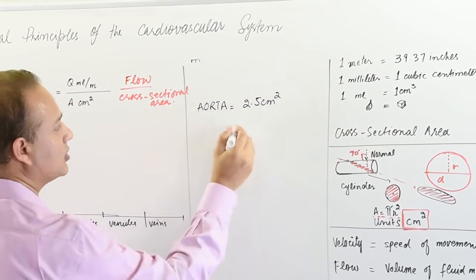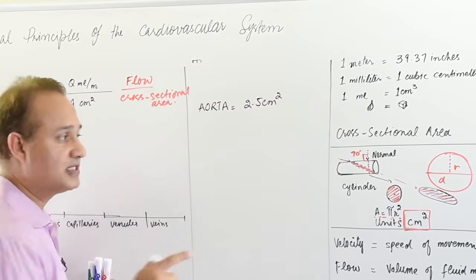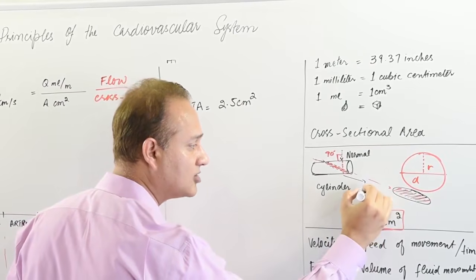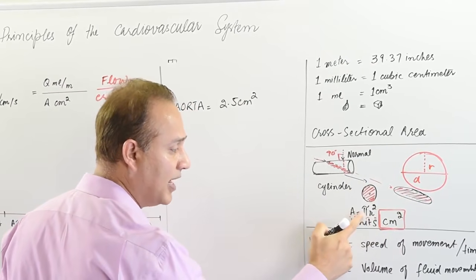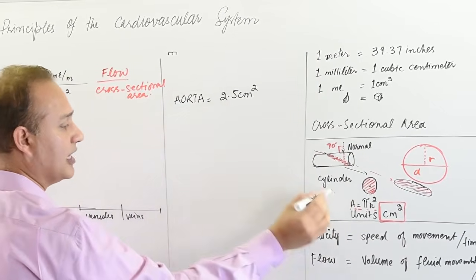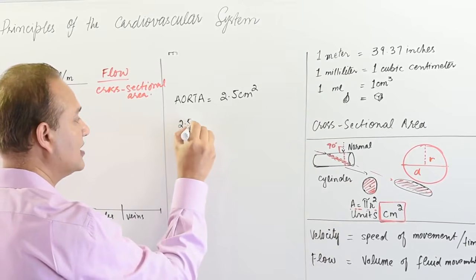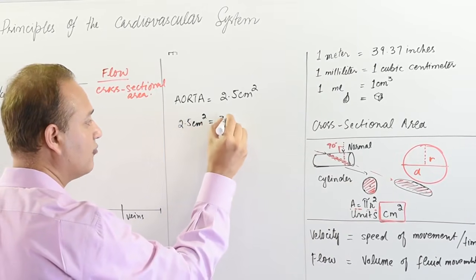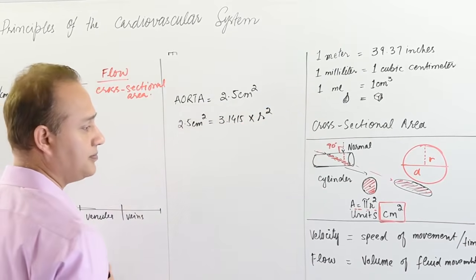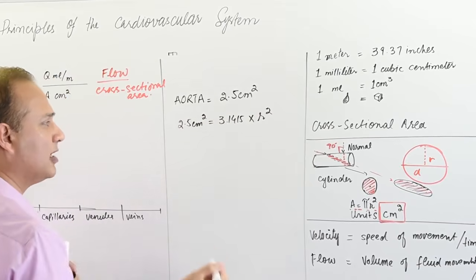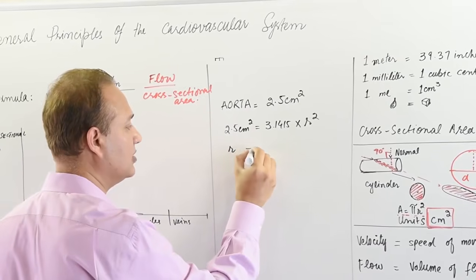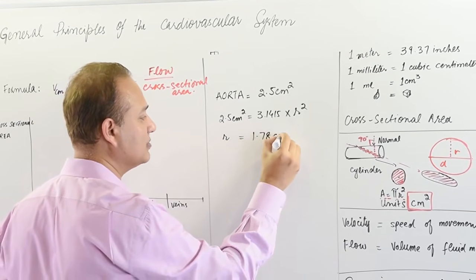So 2.5 centimeters square, do you think that that is this? No, it is a cross-sectional area. It is not the diameter, it is not the radius, but it is a cross-sectional area. You can actually look up the radius by plugging the value 2.5 into this. So you'll take 2.5 and put that for A. So 2.5 centimeters square equals 3.1415 something multiplied by radius square. Right? And if you solve it, that would come to be about 1.8. So radius will come to be about 1.78 centimeter.